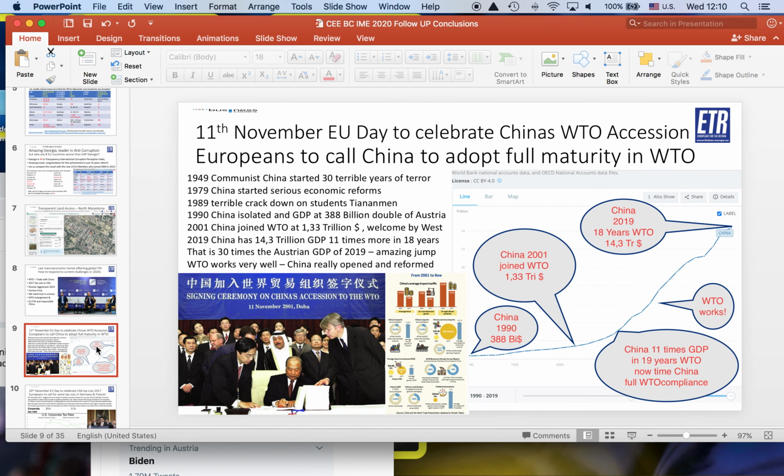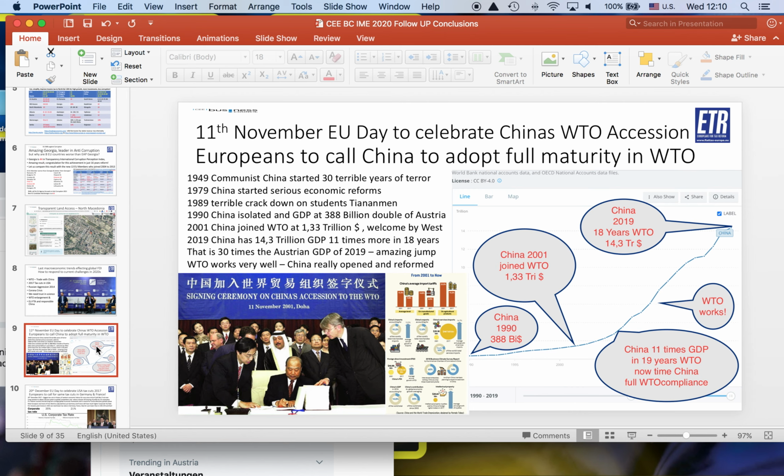Let's digest these numbers. China in 2001, when it joined, had 1.3 trillion in GDP output. I mean, 1.3. And now it's 14.3. That's a fantastic sign that the WTO really works, and it's another 14 trillion in GDP output for the world. A wonderful expansion. But obviously, there's a huge change in the global economy, and you need some adjustment.